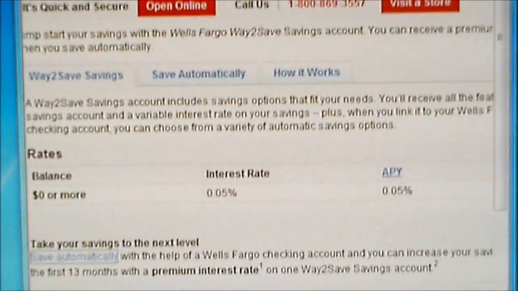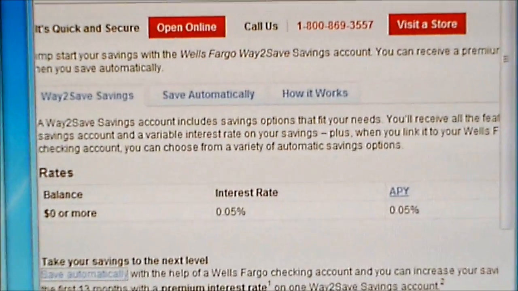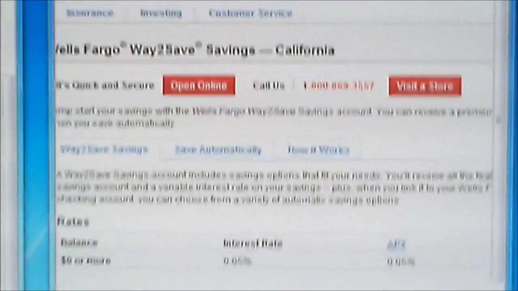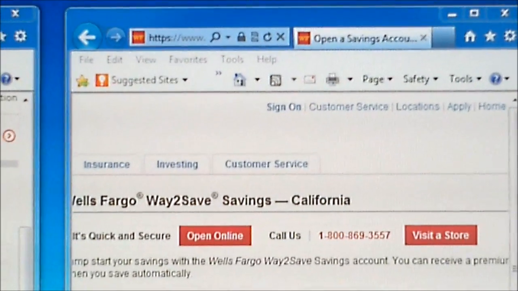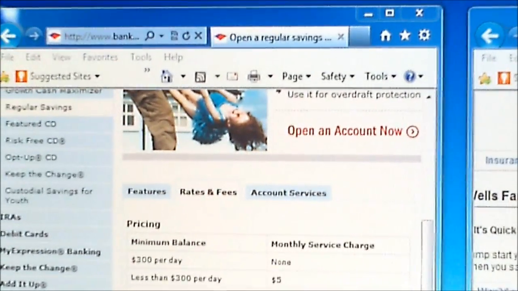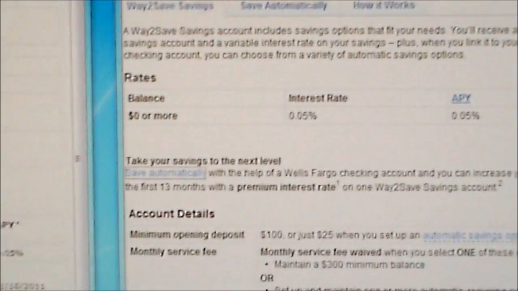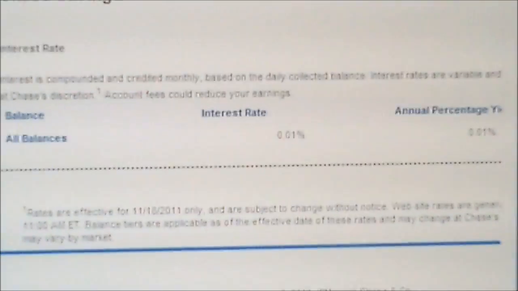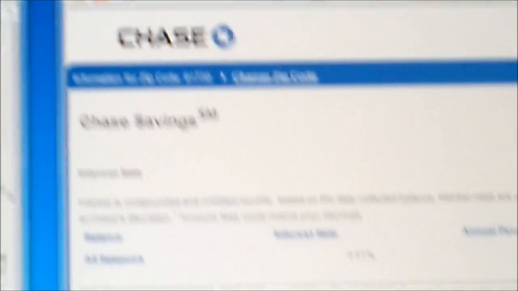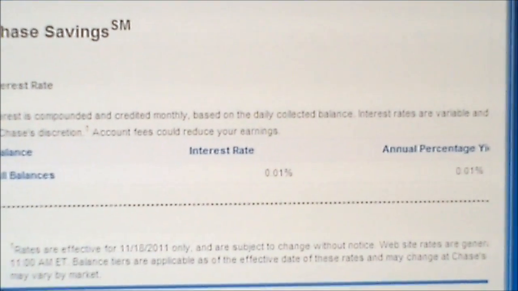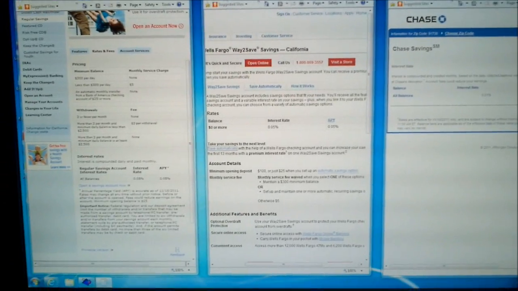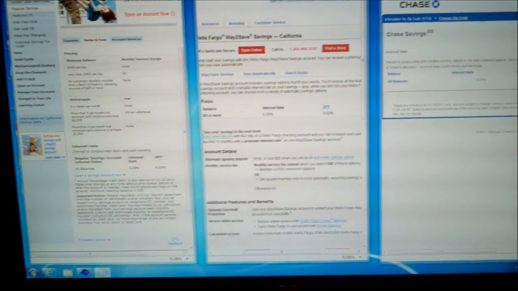Let's look at Wells Fargo. They also have 0.05%, and that's part of their way to save savings. Let me just show you that I'm actually there. I have the symbols. I kind of shrunk the windows. Again, they have 0.05%. And you have Chase. They have 0.01%, and again, they adjust that every month. So it's such a big winner for me to invest in silver.